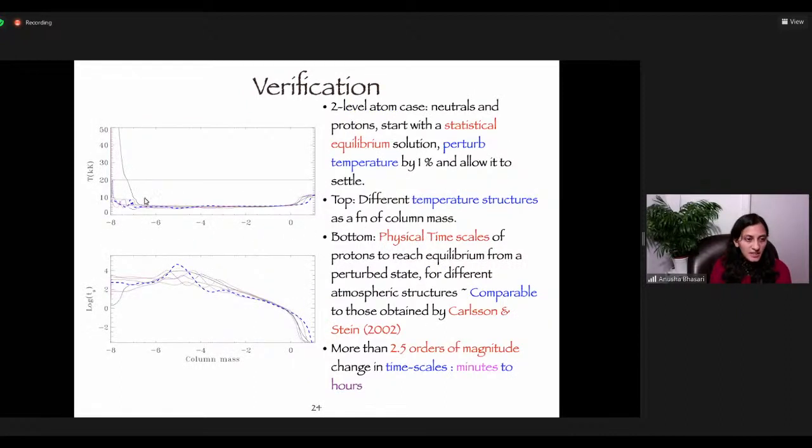In the second case, we plot here temperature in kilokelvin as a function of column mass for different temperature structures taken from the publicly available Bifrost simulation. And for each of the temperature structures, we compute the time scales following the method described in Carlsson and Stein. And we plot the logarithm of the time scale here as a function of column mass, and you can see that it varies more than 2.5 orders of magnitude, from time scales of minutes to hours. And this particular time scale, with the dashed line, compares very well with the values obtained by Carlsson and Stein.